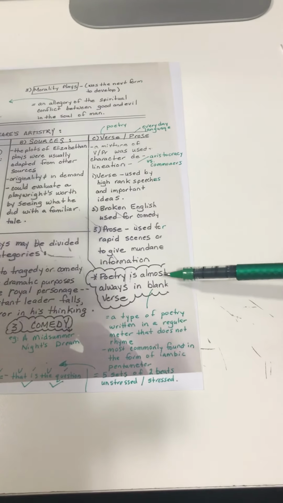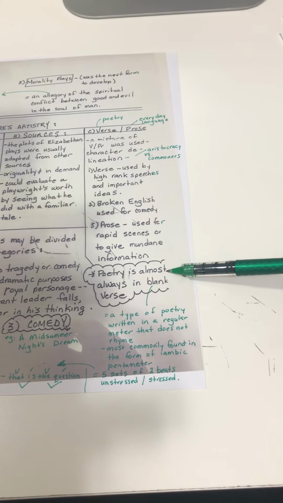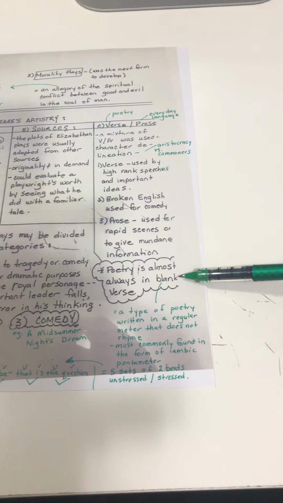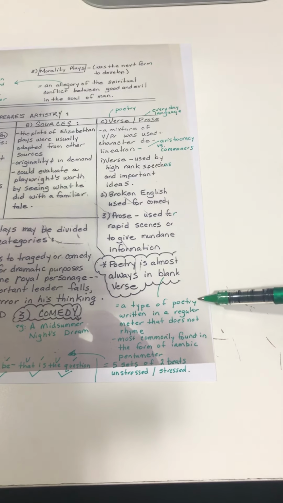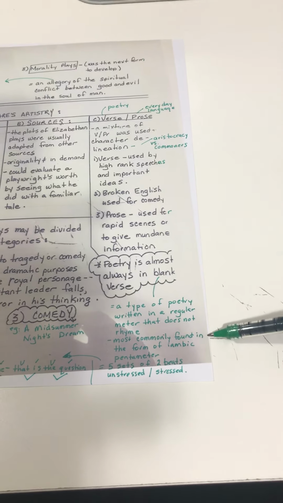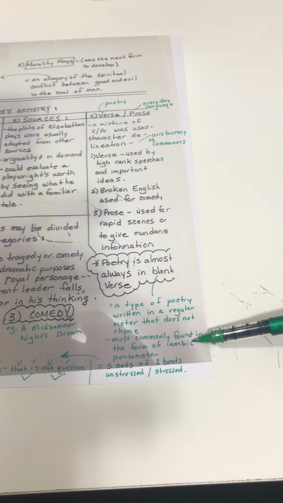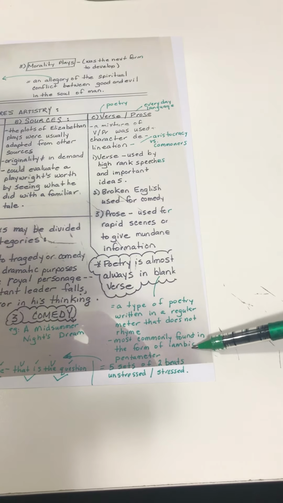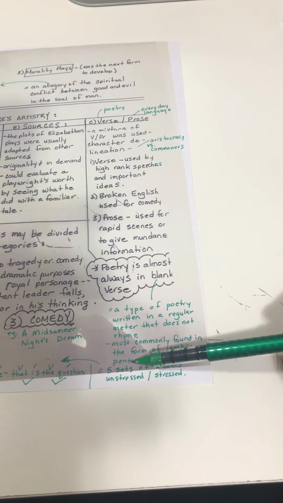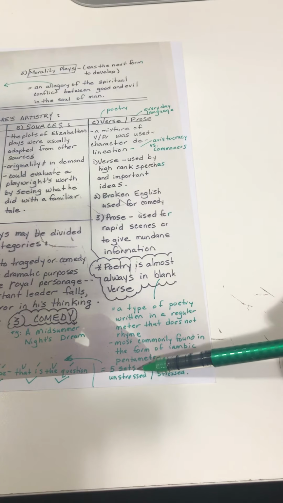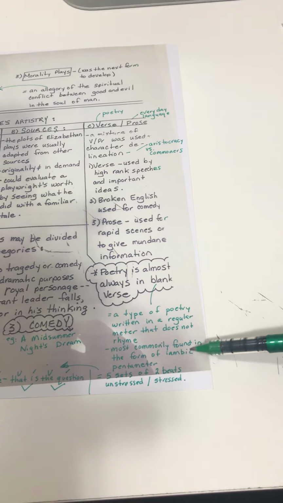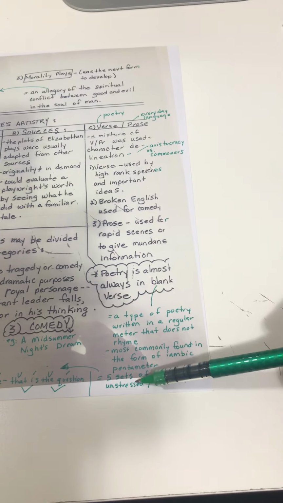Now for Shakespeare, the poetry that was used, or the verse, was almost always in something known as blank verse. This is a type of poetry written in a regular meter that does not rhyme, most commonly found in the form of something called iambic pentameter. Penta here means 5. So we have 5 sets of 2 beats, and iambic meaning unstressed, stressed.